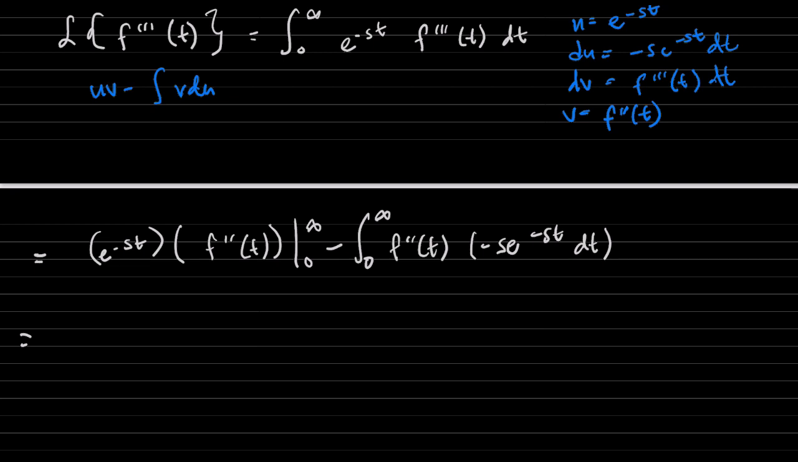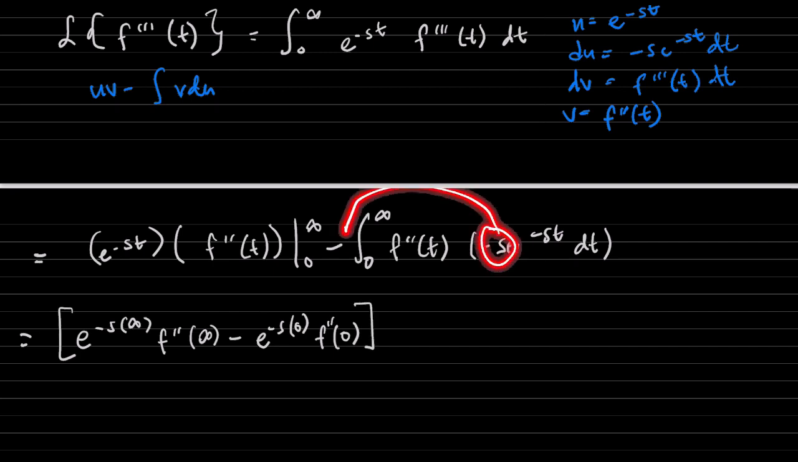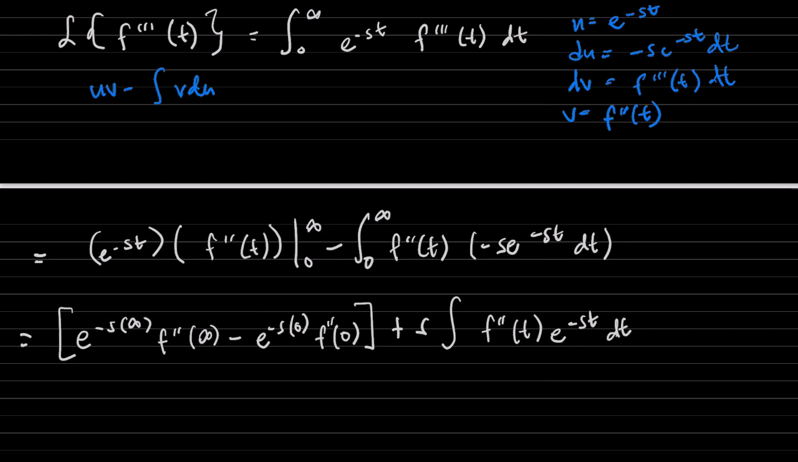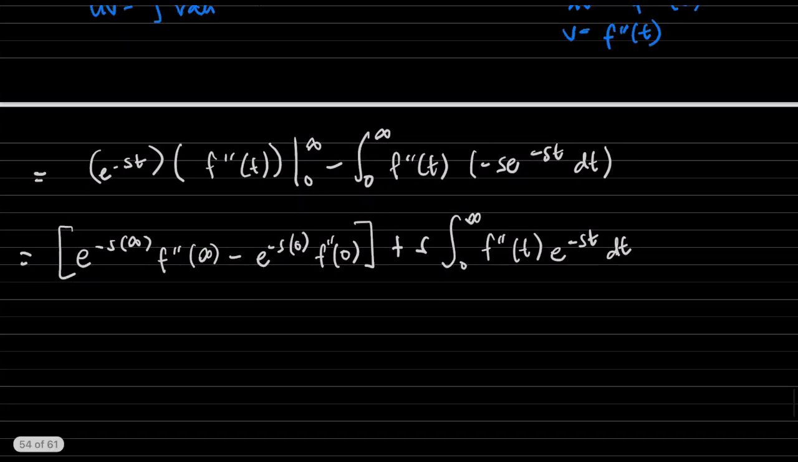So evaluate natin yung unang term, e raised to negative s times infinity times f double prime of infinity minus e raised to negative s times 0 times f double prime of 0. So lagyan na square bracket. So again, ilalabas natin yung s dun sa integral, itong s na to, so magiging positive s. So f double prime of t times e raised to negative st dt from 0 to infinity. So nakuha na natin yung sagot sa portion na ito kanina. Ito ay nagiging 0 palagi, no? 0. While this one becomes 1.